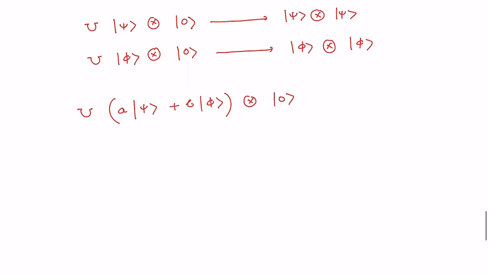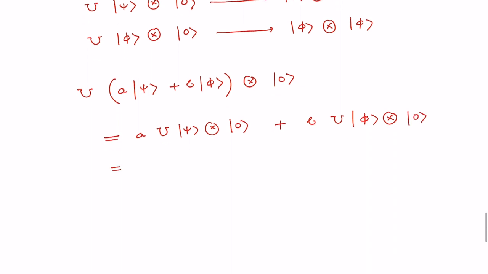So if we can do that, then because of the linearity, let me just write, you will get U applied on A|ψ⟩⊗|0⟩ plus B|φ⟩⊗|0⟩, and because of this unitary operation you will get A|ψ⟩⊗|ψ⟩ plus B|φ⟩⊗|φ⟩. Okay, so this is what you will get. Let me say this is my equation number 1.